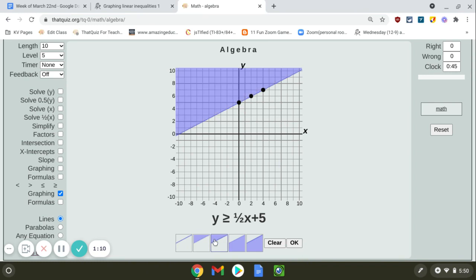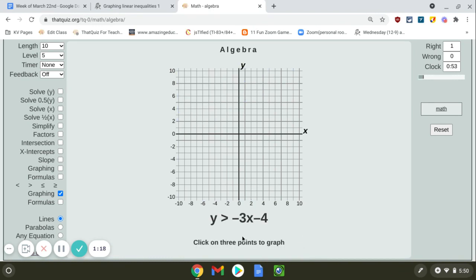So I'm going to click that, and there it does. It shades it for you. And I think you can switch it if you accidentally click the wrong one there. All right, let's look at y equals negative 3x minus 4. There you go, negative 4, that's my y-intercept.